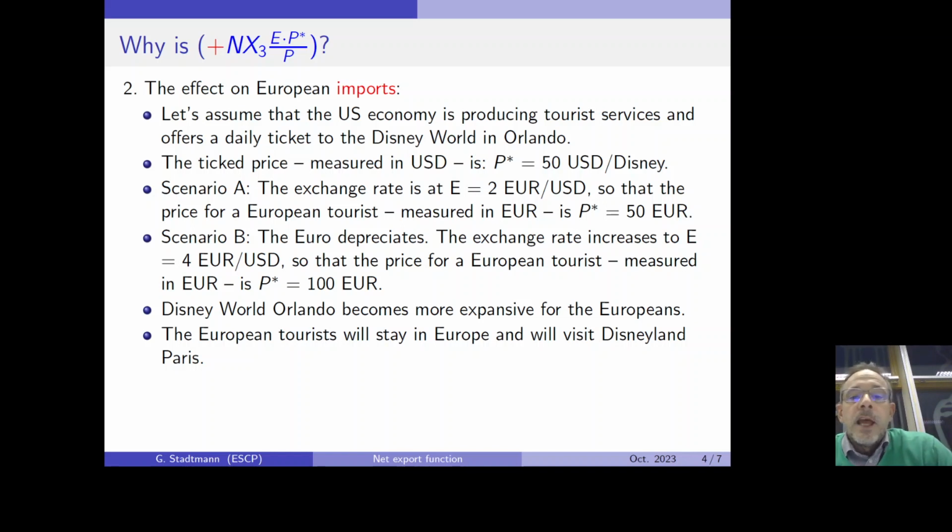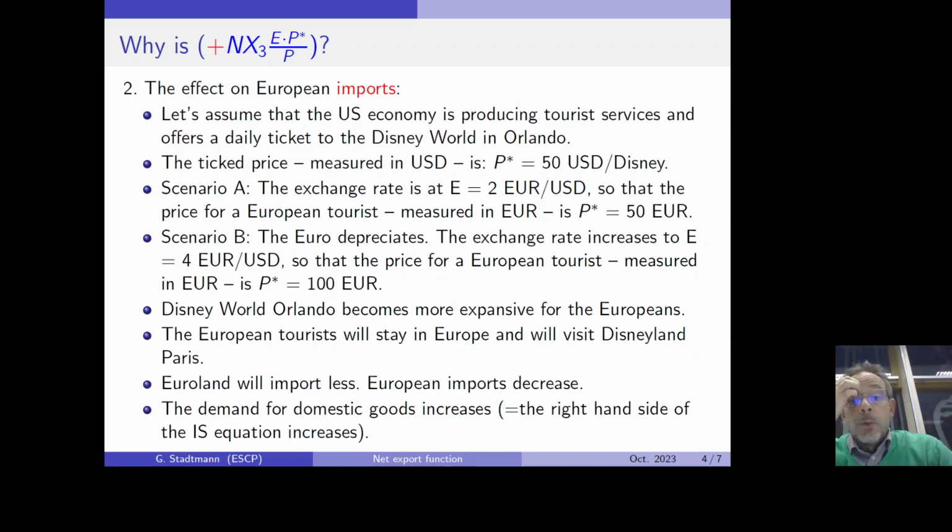So Disney World Orlando becomes now more expensive for the European tourists, and hence the European tourists will stay in Europe and they will visit Disneyland Paris. So Euroland will import less, the European imports decrease, and the demand for domestic goods will increase. So the right-hand side of the IS equation increases.